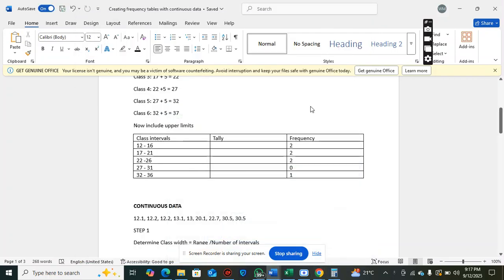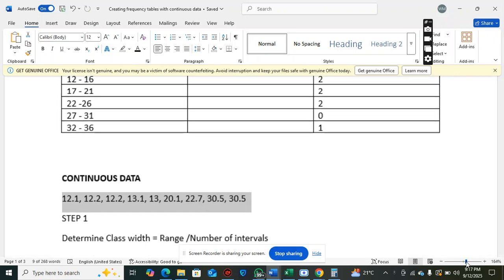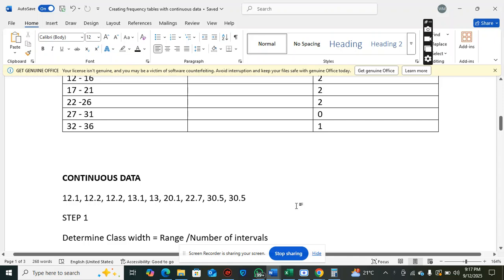All right, so we're going to look at how we can make a frequency distribution table. This time we're going to be dealing with continuous data here. Okay, so we've got these numbers here, which are written down. All right, and we have to make a frequency table.